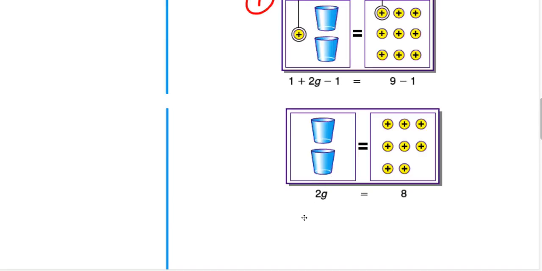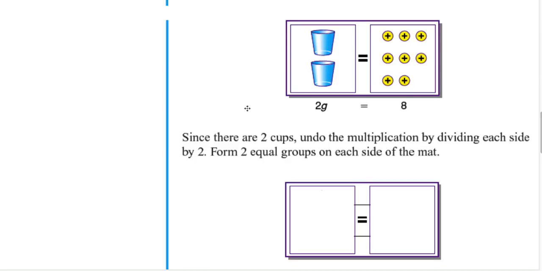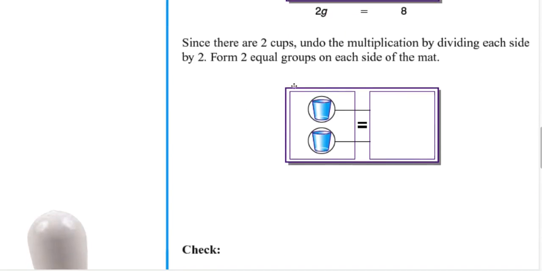And from what we learned in the last lesson, to be able to isolate one cup, we need to divide both sides by 2. Since there are 2 cups, undo the multiplication by dividing each side by 2, and form 2 equal groups on each side of the mat. So now we have 2 cups that have been divided by 2. And since we divided the left side by 2, we need to divide the right side by 2 as well. So we divided the 8 remaining positive counters into 2 groups of 4.